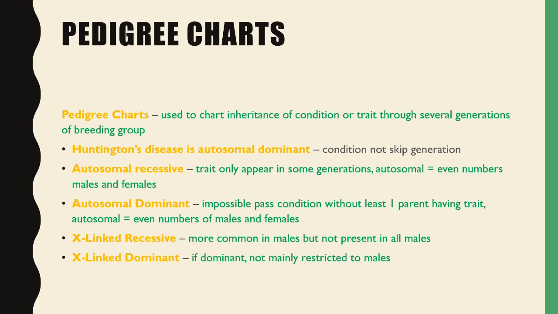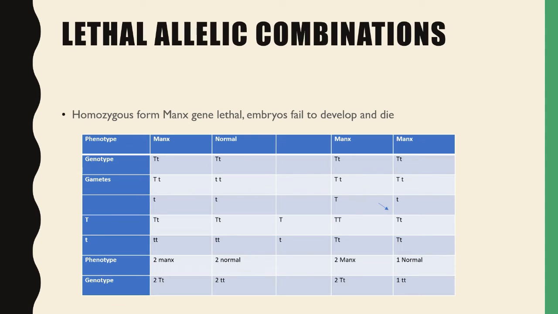If it's X-linked recessive, then it's more common in males but not present in all males. If it's X-linked dominant, it's not mainly restricted to males. For example, hemophilia is X-linked recessive, and Huntington's is autosomal dominant because it's a dominant allele. Now lethal allele combinations, and then we'll finish off.